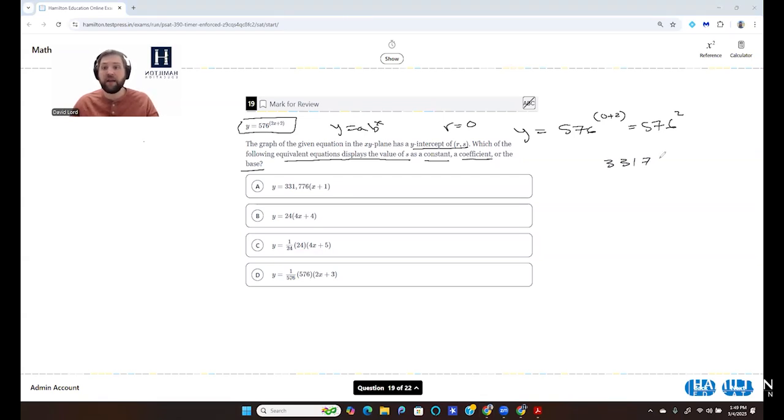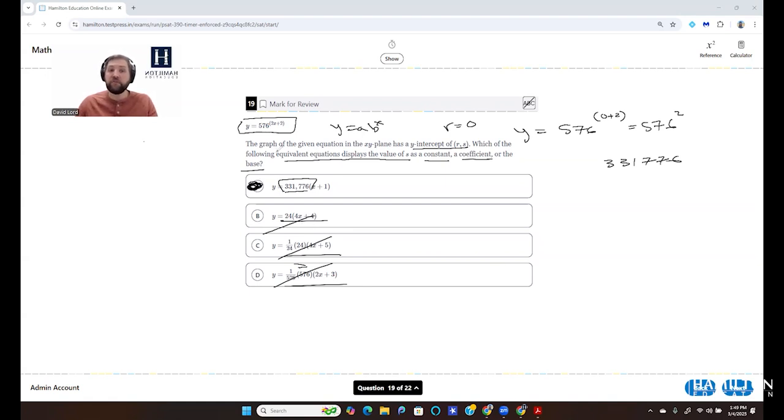So then, based on the wording of the question, we're looking for which of the following equations has that number as a constant, coefficient, or base. So this has it as a coefficient. This does not have it. This does not have it. This does not have it. So boom, boom, boom.